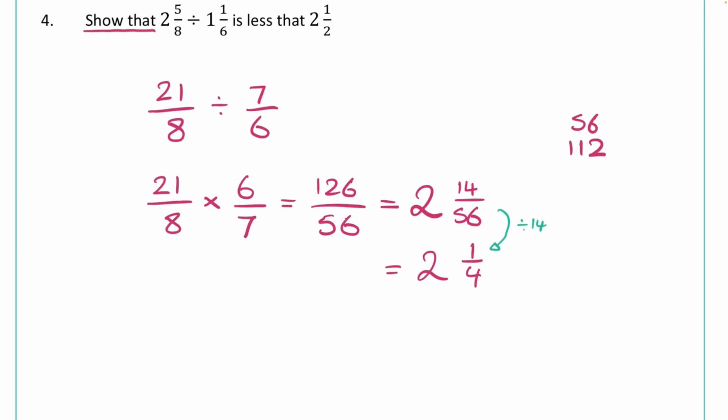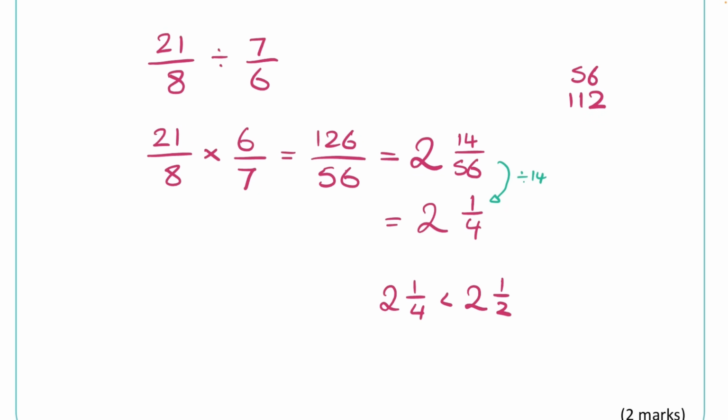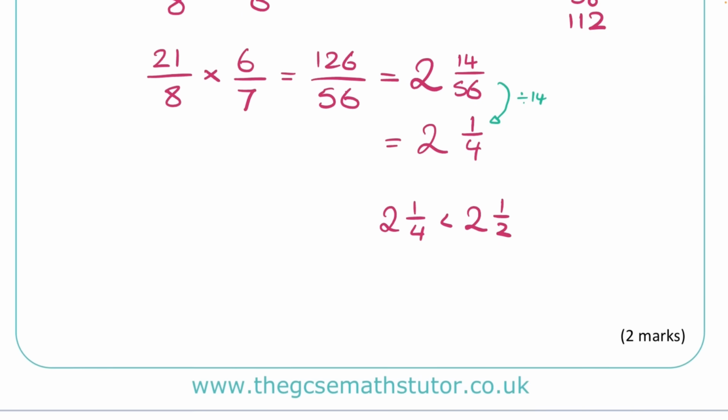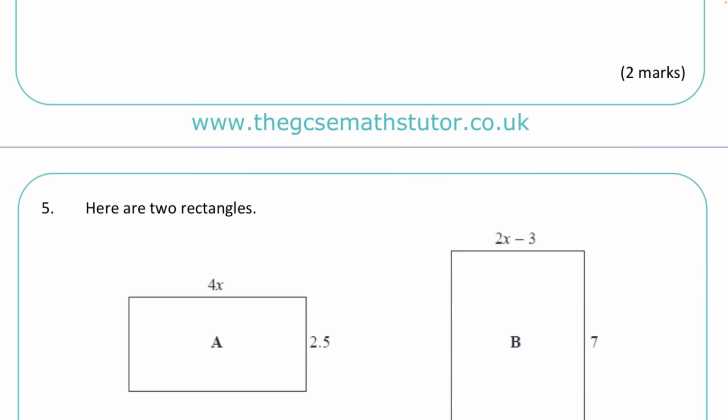So if I'm going to show that this is less than 2 1/2, well, 2 1/4 is less than 2.5. And I could write that in words, or I could write it using an inequality, but I have shown that the calculation there is less than 2.5. So there we go, just some fractions with a show that variation.